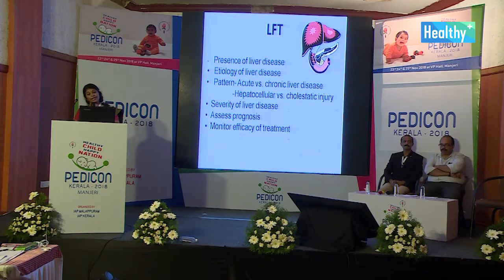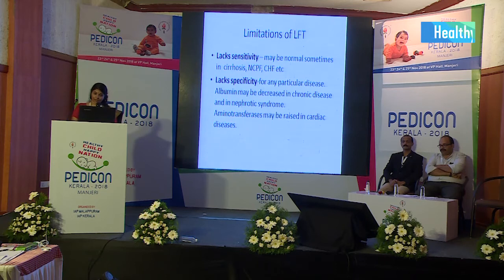It indicates the presence of abnormalities, may indicate a presence of liver disease. It may give you a clue as to the etiology of liver disease, the pattern, that is acute versus chronic liver disease, hepatocellular versus cholestatic injury, severity of the liver disease, and help in assessing the prognosis and monitoring the efficacy of treatment. But it has its own limitations in that it lacks sensitivity. It may be normal sometimes in cirrhosis or NCPF. It may lack specificity. For example, albumin may be decreased in chronic diseases as well as in nephrotic syndrome.